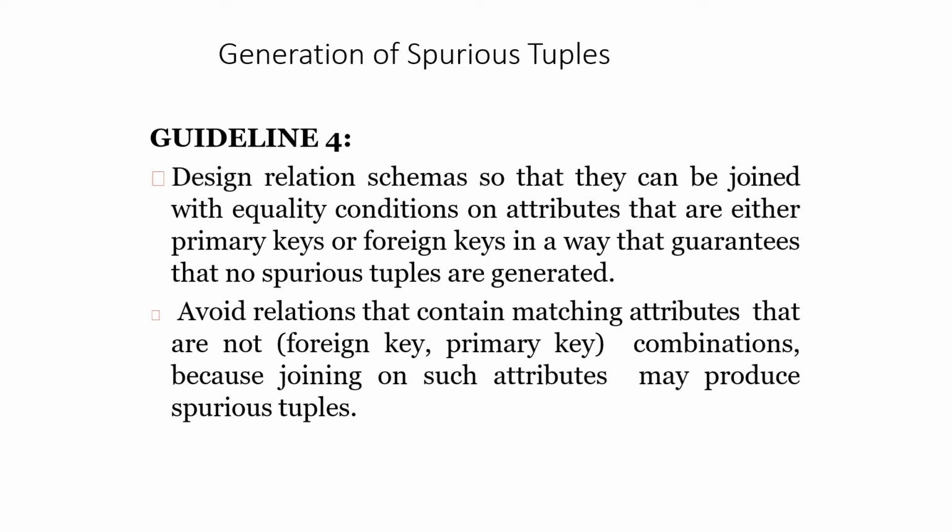So now we have guidelines for dealing with spurious tuples. Design generation relation schemas so that they can be joined with equality conditions on attributes that are either primary keys or foreign keys in a way that guarantees no spurious tuples are generated. So we will have to take care that only on primary keys or on foreign keys can we apply equality conditions, so that only those tuples will be in the table that are genuinely original.